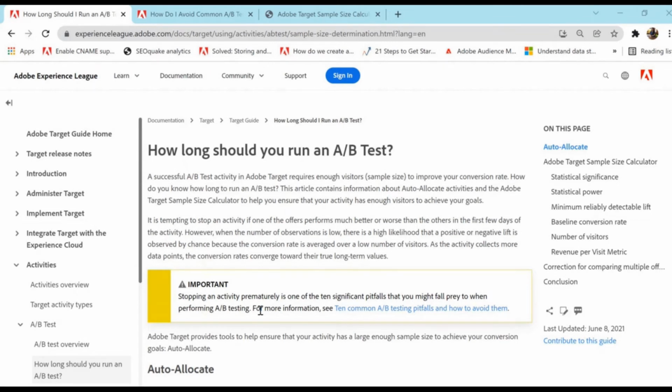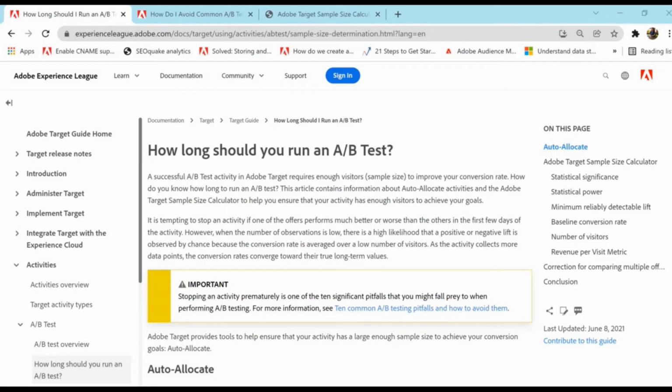So I would recommend you to go through these two Adobe articles. How long should you run an A/B test? And then there is another one about how to avoid the A/B testing pitfalls. So these two are very important articles. You have the link for this one here, 10 common A/B testing pitfalls and how to avoid them.